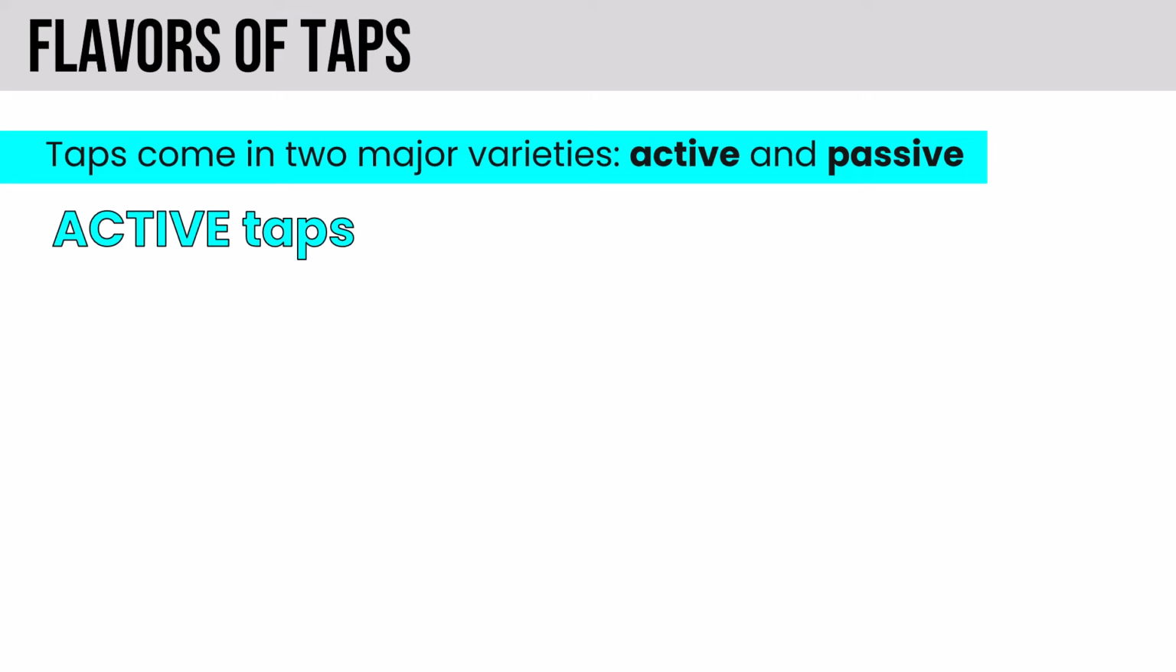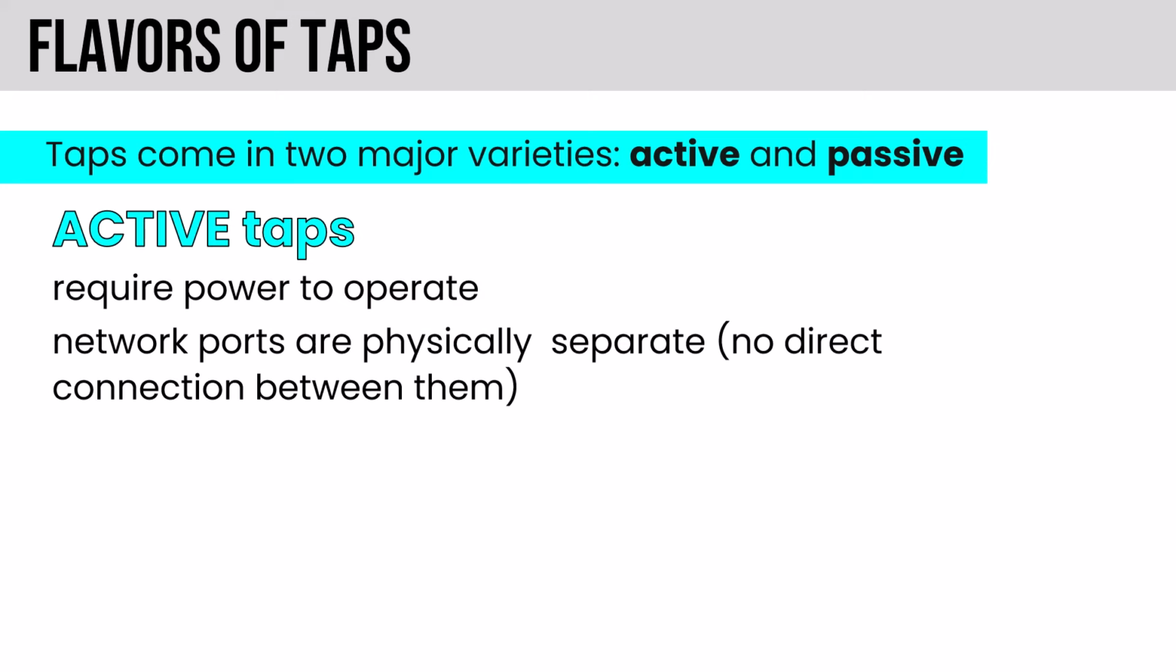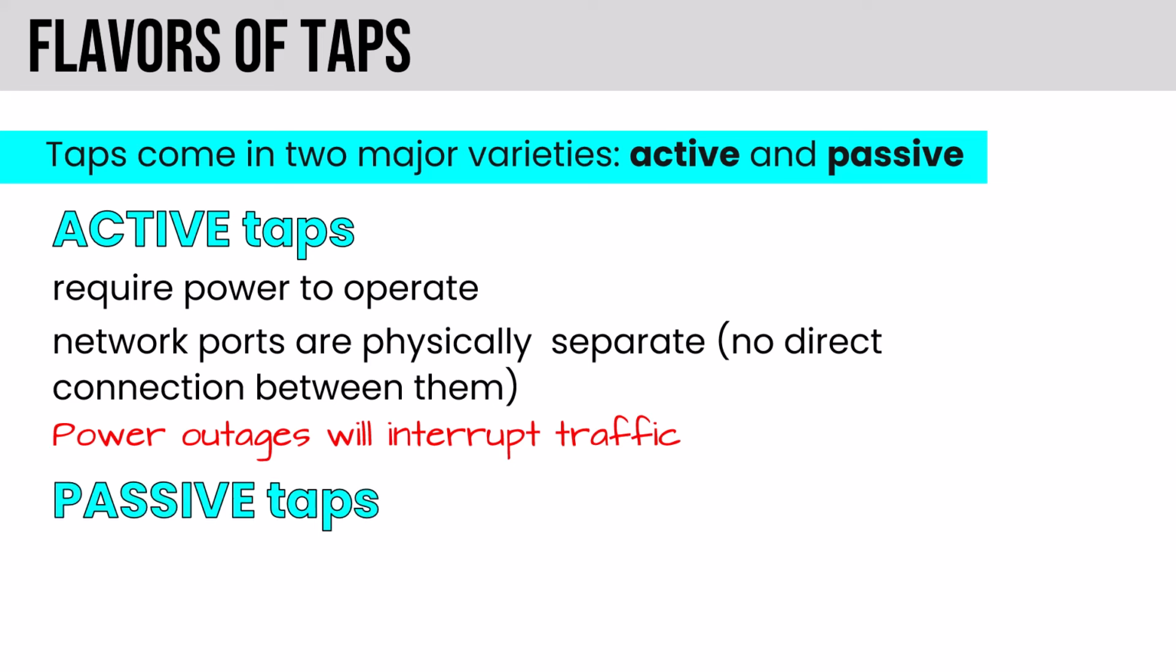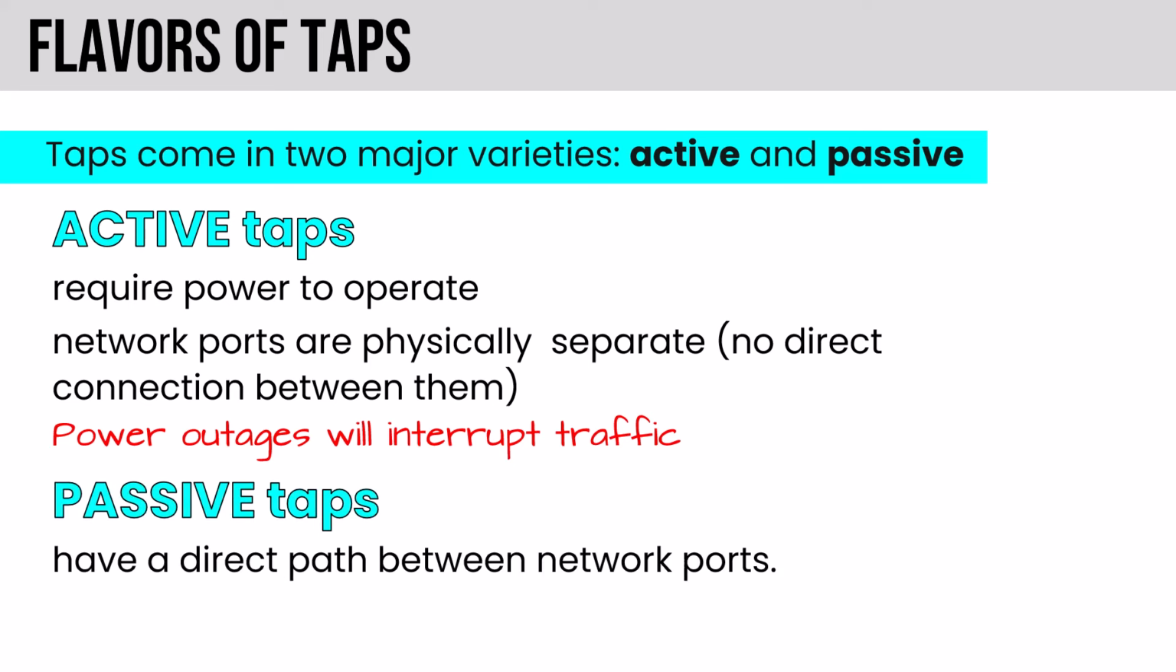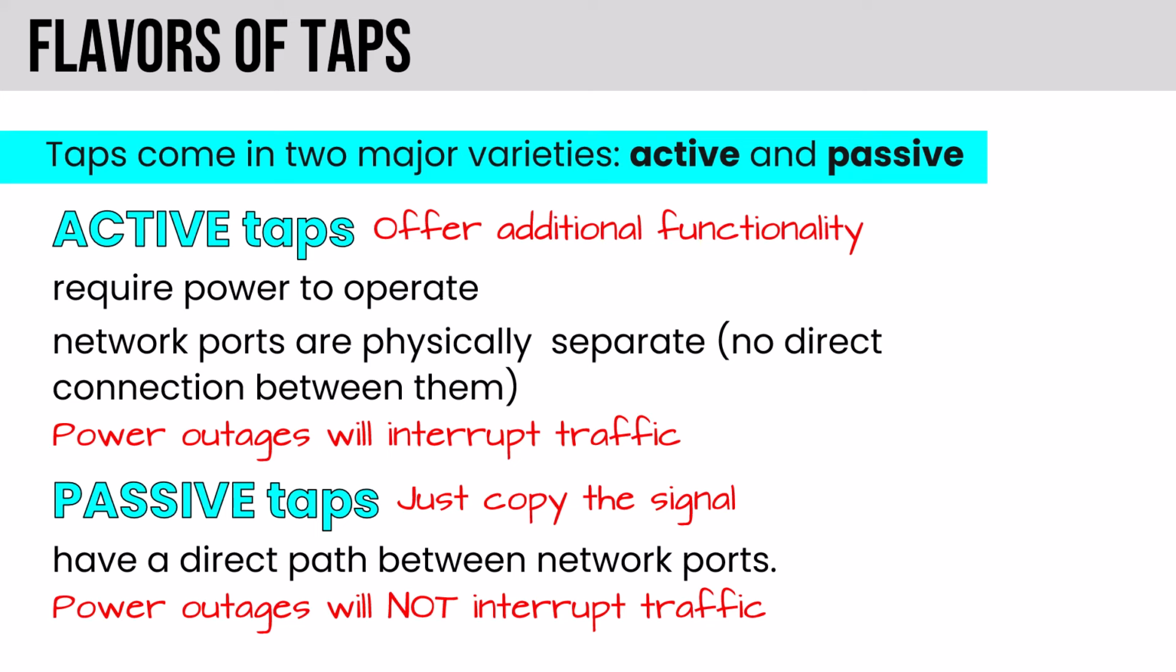Active taps require power to operate, and network ports are physically separate. There's no direct connection between them. Power outages will interrupt traffic. On the other hand, with passive taps, they have a direct path between network ports, and power outages will not interrupt traffic. Passive taps just copy the signal, where active taps may offer additional functionality.